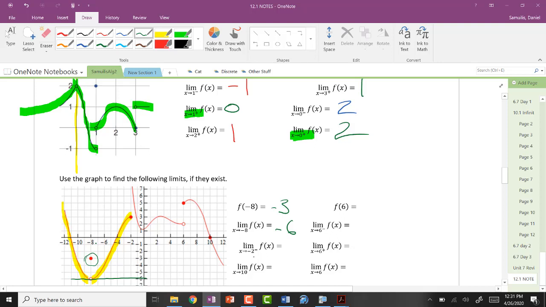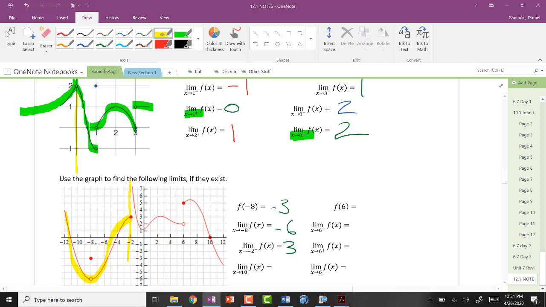Okay, so I'm going to jump up here to these 6's over here. I take that back. So you have -2 from the left side. Let me get rid of some of these colors here. So -2 from the left. So here is -2. I'm coming from the left side, and it's approaching the y value of 3.